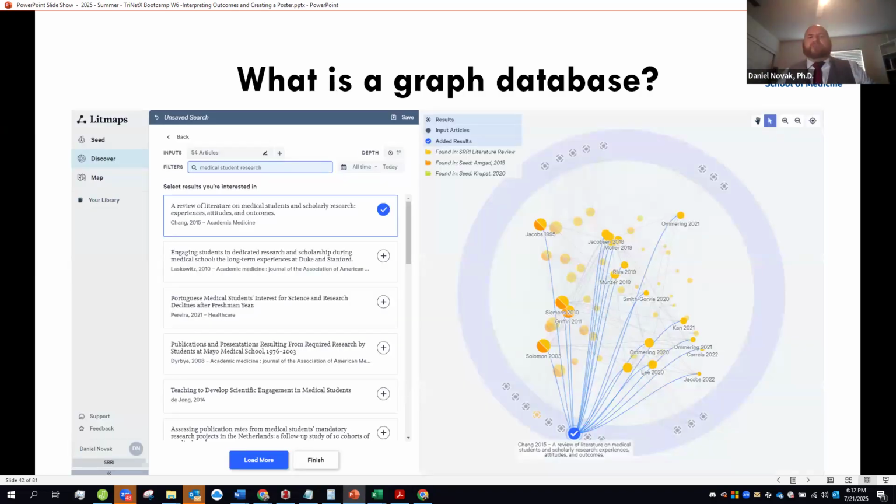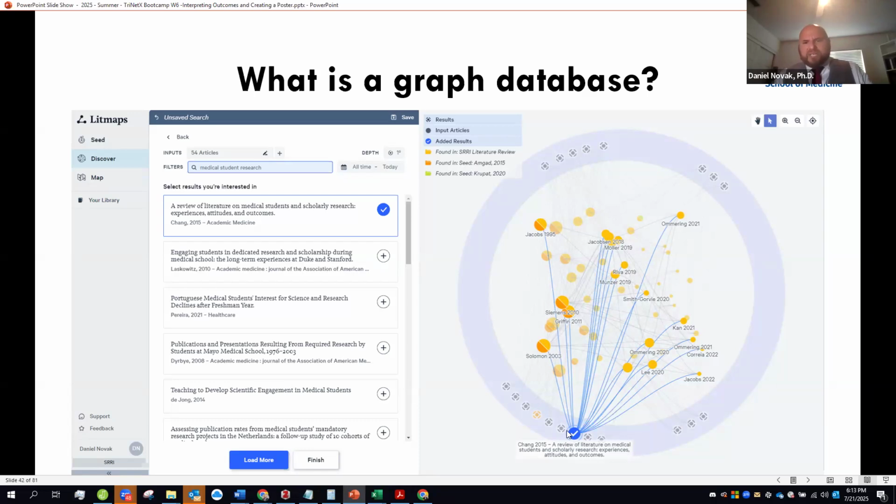Somewhat less controversial, but extremely useful is a technology called the graph database. It's not the usual term for graph. A graph is a connection between 2 points in a system. So in this case, we're looking at a tool called LitMaps.